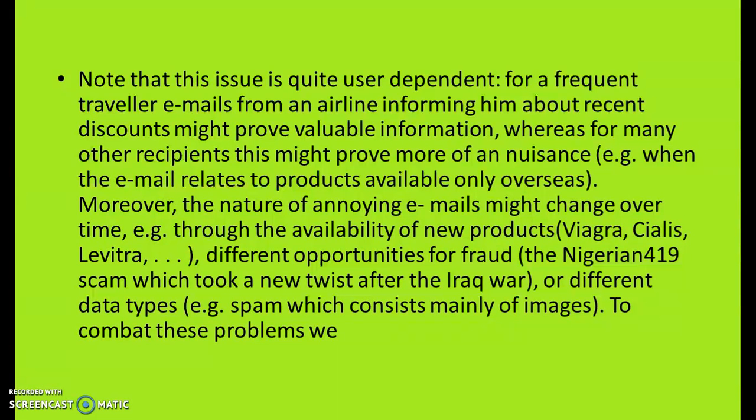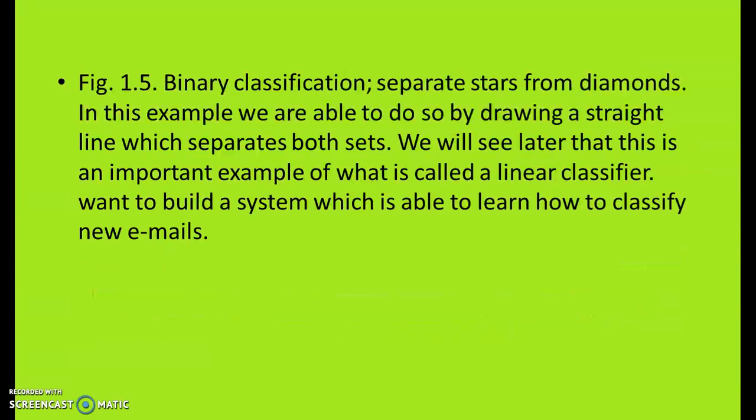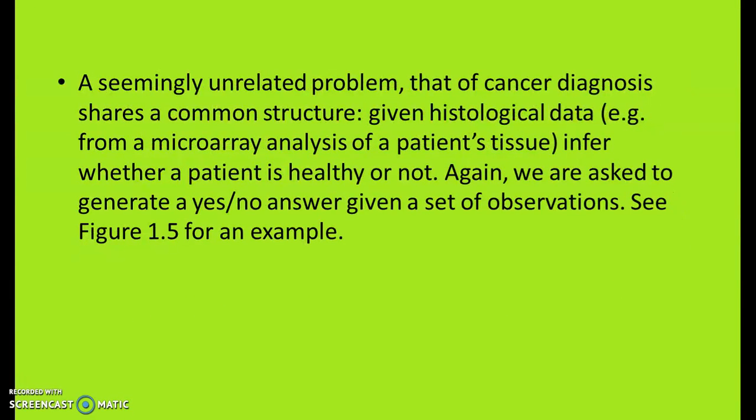So there are different opportunities for fraud, like the Nigerian 419 scam, which took a new twist after the Iraq War, or different data types, such as spam which consists mainly of images. To combat these problems, what we have done is a binary classification. We also have a seemingly unrelated problem, that of cancer.